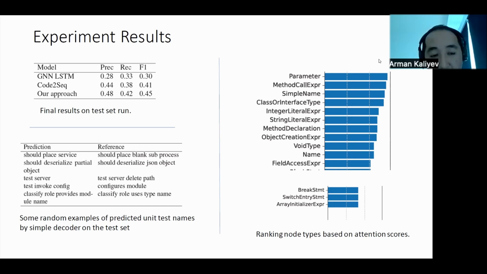On the right side, there's a figure that depicts the attention scores for different node types, in ranking. These scores were calculated on the validation set. According to this ranking, our neural network puts high importance on the nodes that have links between unit tests and methods under test, and keeps some token parameter identifiers.